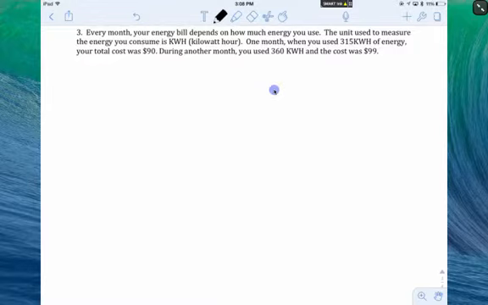And we're making a big assumption that each kilowatt hour costs the same amount. It's not like the first kilowatt hour you use costs this much, and the next one costs another amount. It's the same amount per kilowatt hour. So all we need to do is find that rate of change. If we can find how much each kilowatt hour costs, we can then use one of these data points and create a linear equation, no problem.